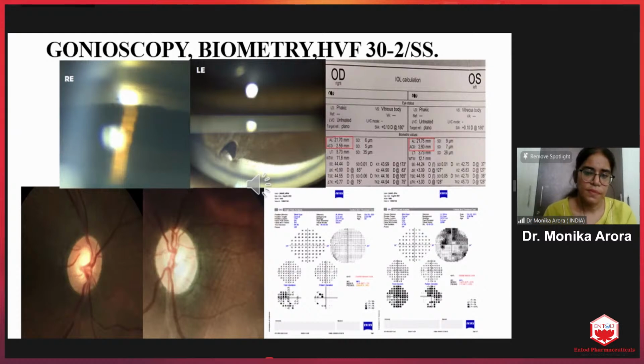Biometry reveals axial length in right eye 21.70 and in left eye 21.75 mm. The anterior chamber depth in right eye was 2.59 mm and in left eye it was 2.80 mm. The vertical CDR in right eye is 0.7 with inferior notch, whereas in left eye it's 0.8 with pale rim with inferior notch. HVF 30-2 reveals right eye paracentral scotoma, whereas in left eye superior arcuate with inferior nasal step.